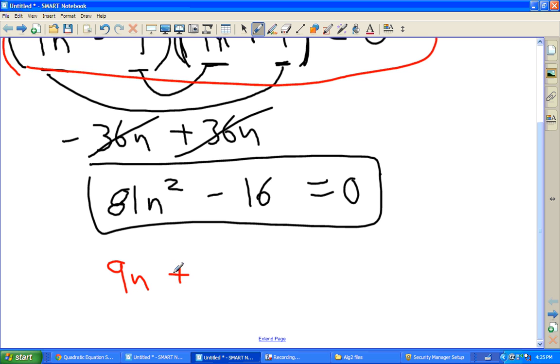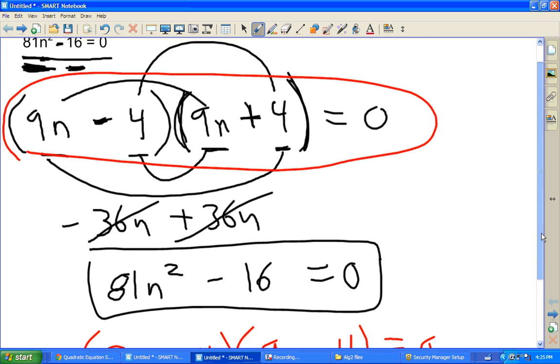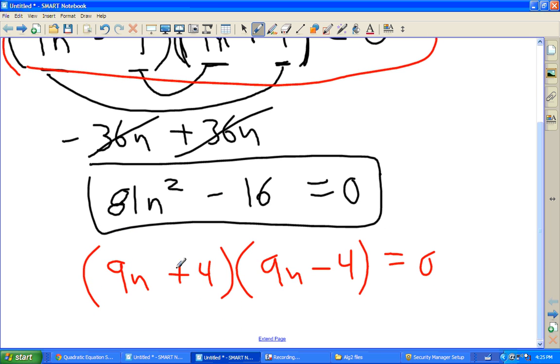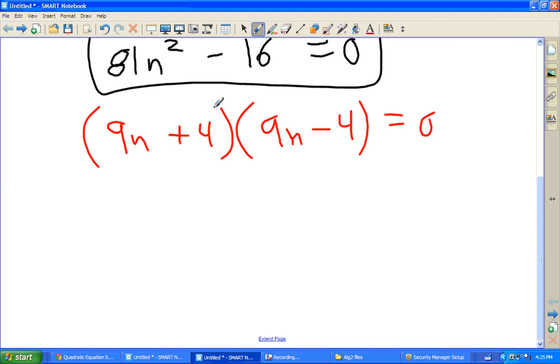9n plus 4 times 9n minus 4. Now I might have written them in a different order, but it doesn't really matter. It's going to come out with a plus between the perfect square roots and a minus between the perfect square roots. Now I'm just trying to solve each of these. If either one of these equals 0, it doesn't matter what the other one is, 0 times anything is 0. So this is a solution.